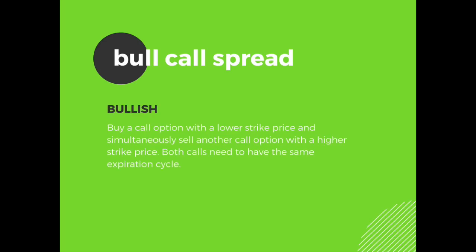The first one is the bull call spread. As its name suggests, it's a bullish position, and in order to set it up, the trader needs to buy a call option with a lower strike price while simultaneously selling another call option with a higher strike price. Again, both calls will need to have the same expiration date.